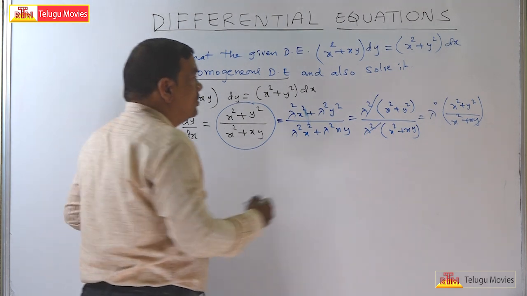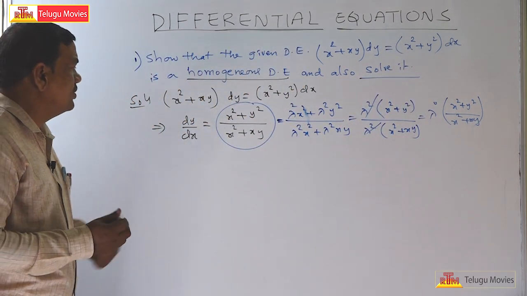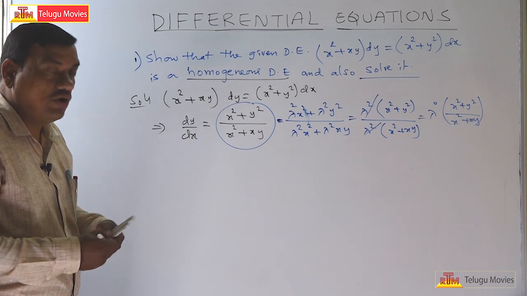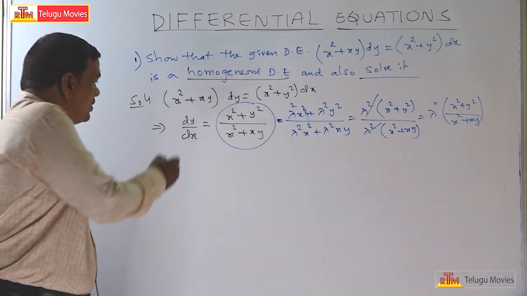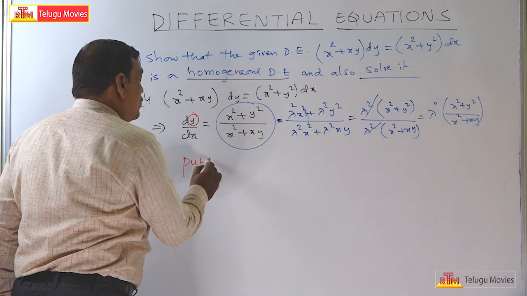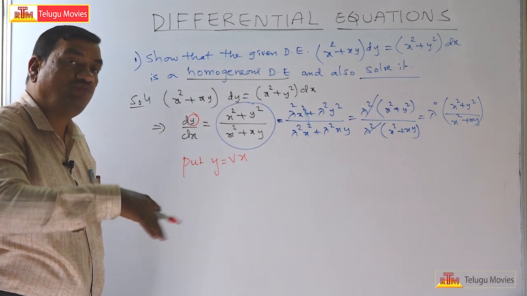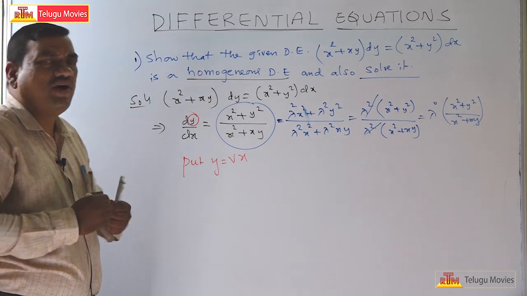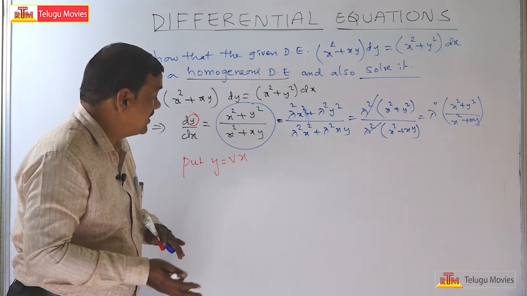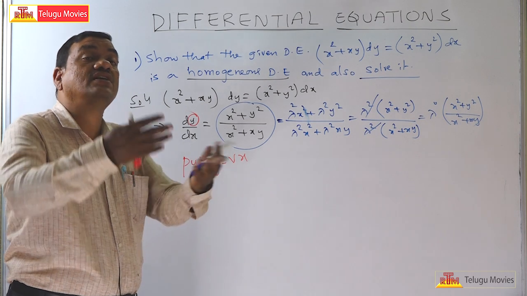How to solve this differential equation? This is of the first type, dy/dx. Just now I told you how to remember that. Here y is there in the numerator, so put y = vx. No need of getting any confusion: y = vx or x = vy. The numerator is y, so put y = vx.